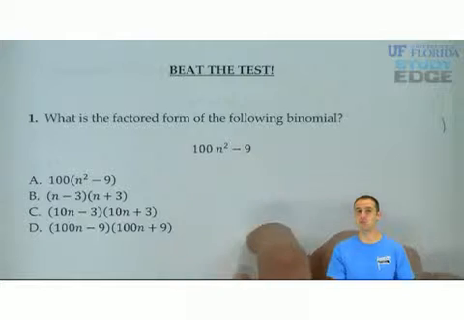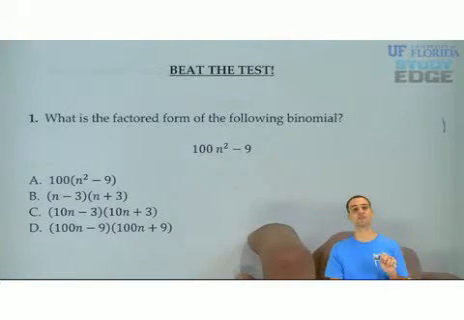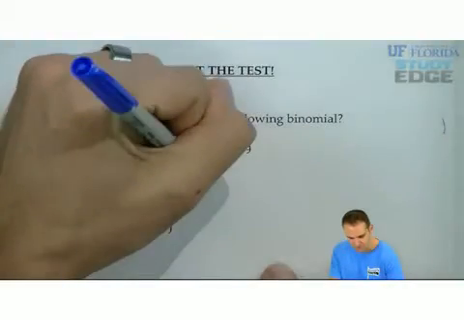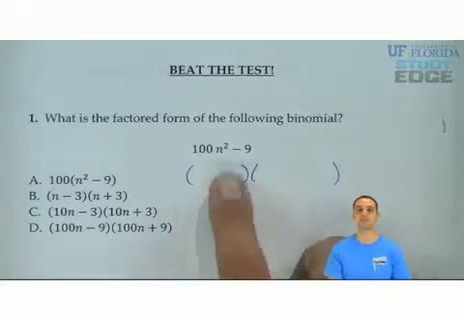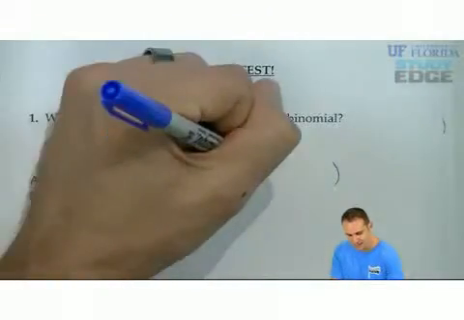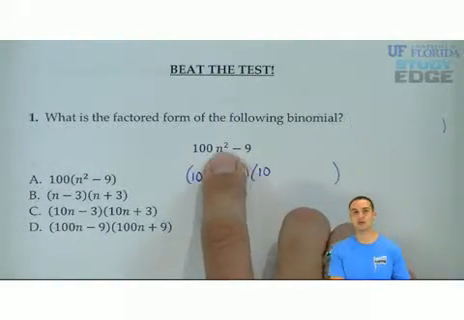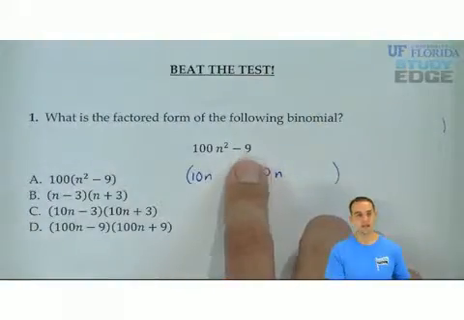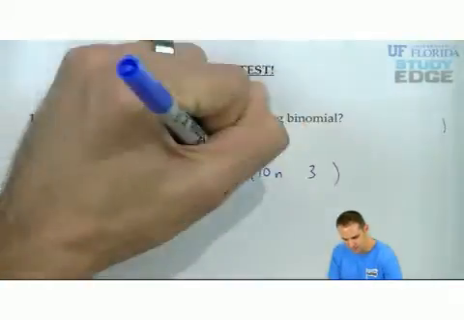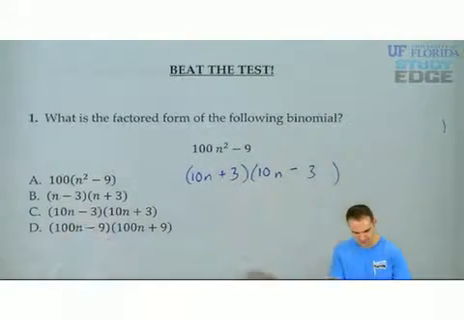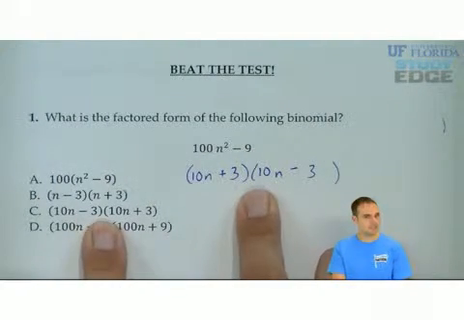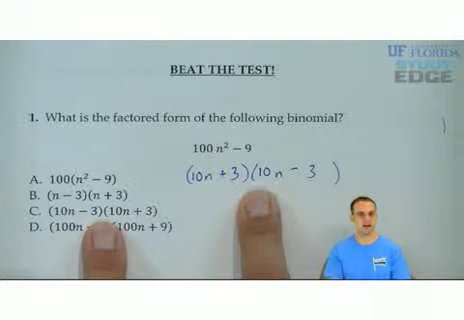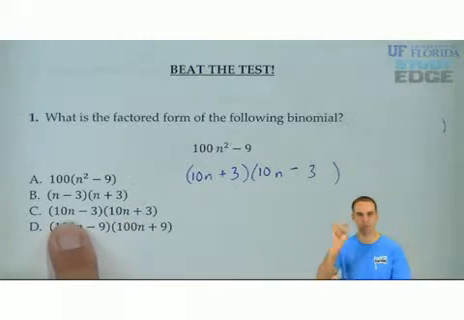Bi meaning 2 terms, like bicycle, 2 wheels. We have a binomial. So notice there's nothing in common, but they're all perfect squares. Square root of 100 is 10, 10. N squared, cut the exponent in half, that'd be just n and n. 9, square root of 9 is 3 and 3. 1 plus, 1 minus. Are these the same? Yes, they are. Even though it's minus plus instead of plus minus, they are the same terms, just switched around.